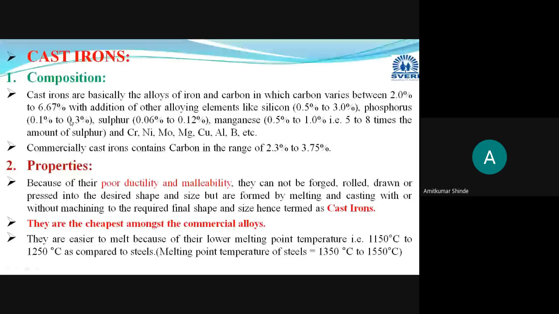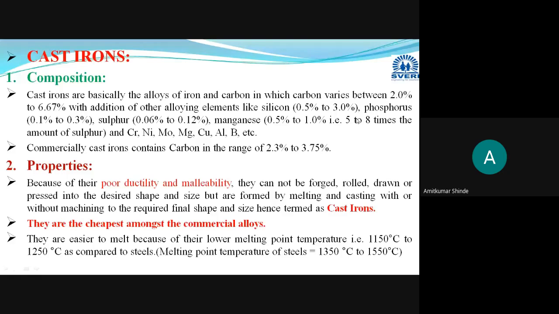Now, whichever value I have mentioned here, that is carbon percentage from 2% to 6.67%, this is just the theoretical value. In actual practice, a cast iron which has carbon percentage more than 5.3 or more than 5% is not possible. That's why all commercial cast irons, the cast irons which we are using in our practical life, generally contain the carbon percentage within this range, that is 2.3% to 3.75%.